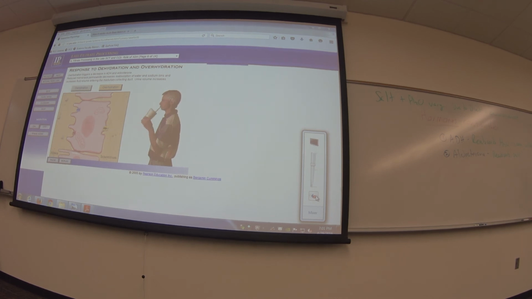Okay, so what hormones would increase to do that? Looking at that board, what hormones would have to go up to reabsorb those? ADH. So I'm going to have more ADH. It's going to tell me to reabsorb the water. And what would tell me to do the sodium? Aldosterone. So I'm going to see an increase in those hormones to tell my nephrons to reabsorb more.